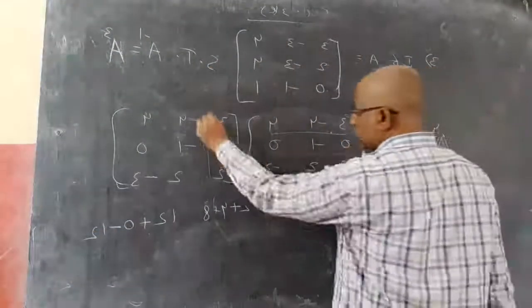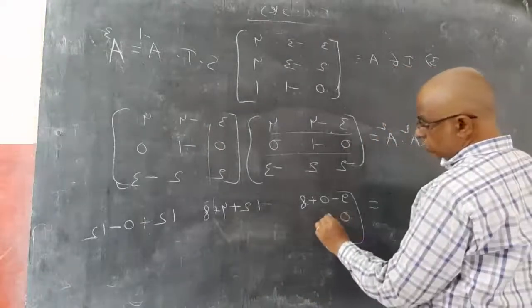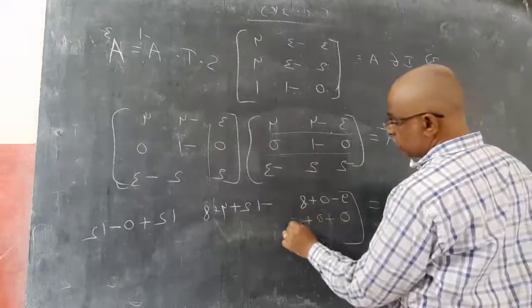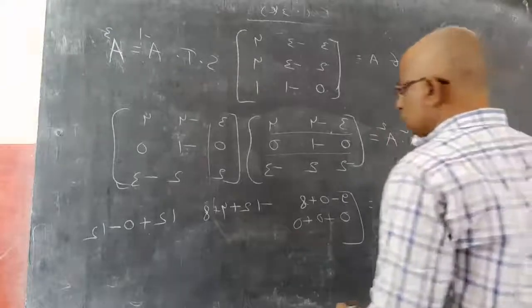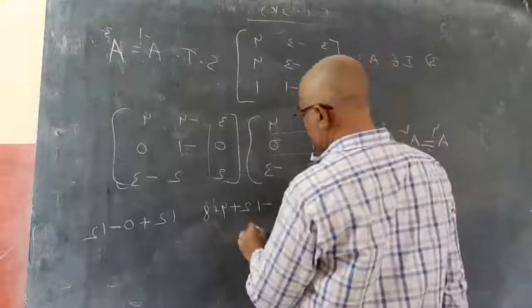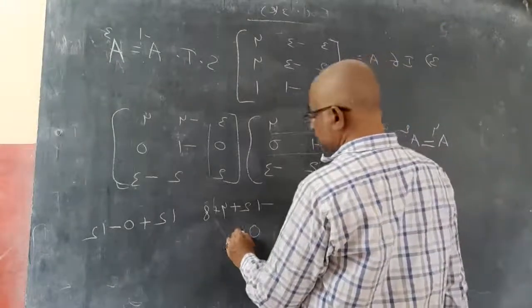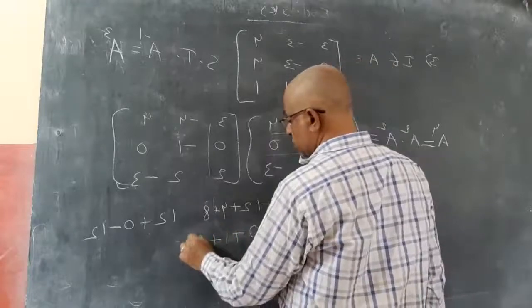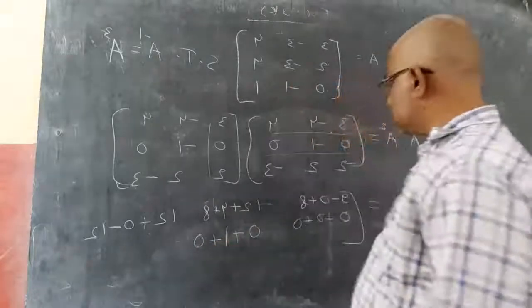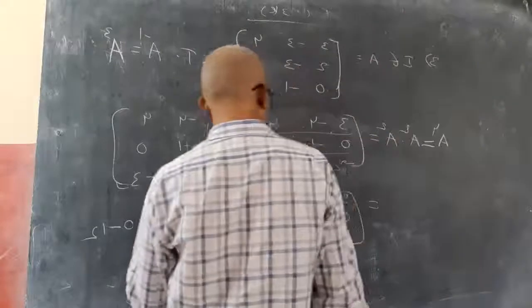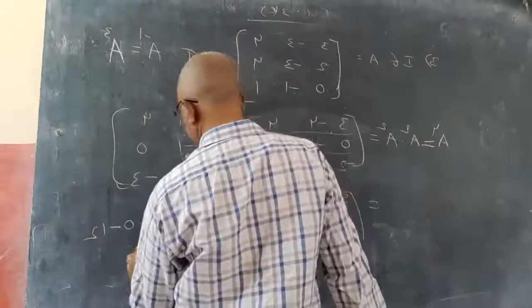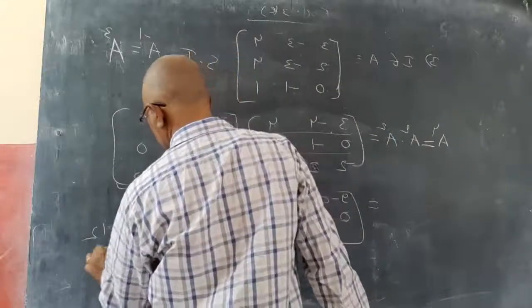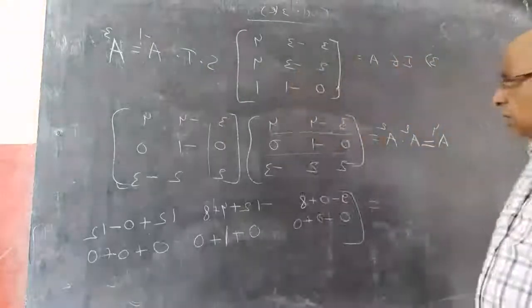Second row with first column. 0 plus 0 plus 0. Next, second row with second column. 0, 0, minus 2 plus 1 plus 0. Next, second row with third column. 0 plus 0 plus 0. Next, third row with first column.